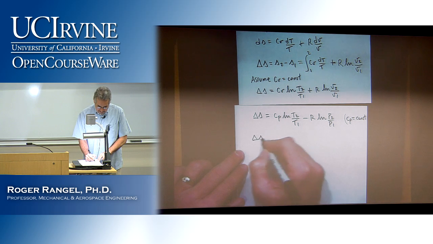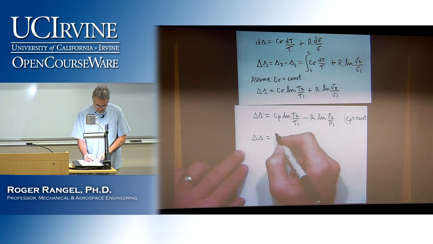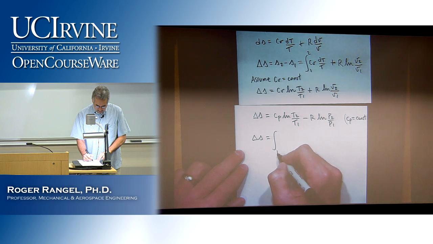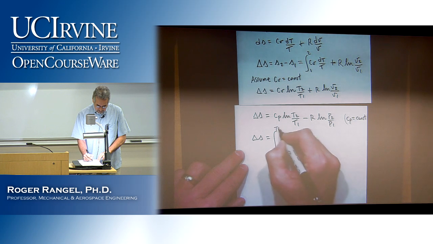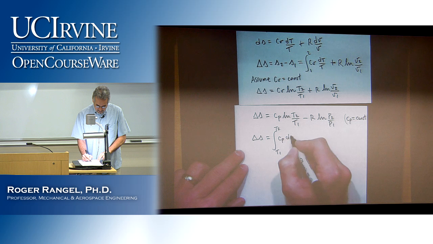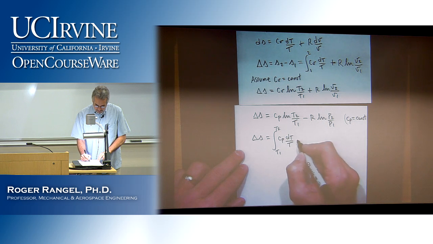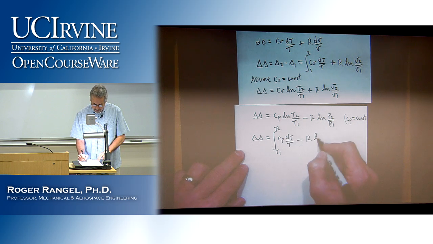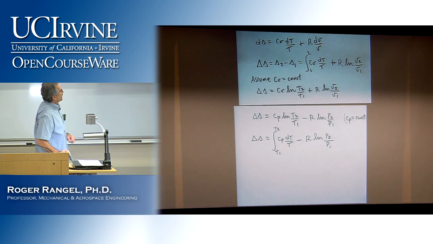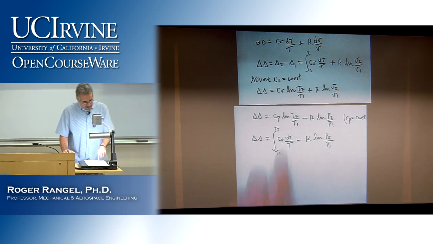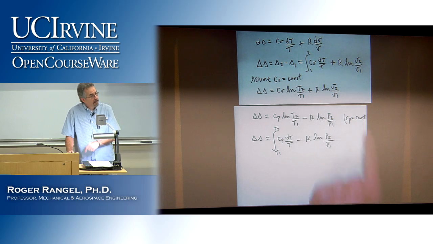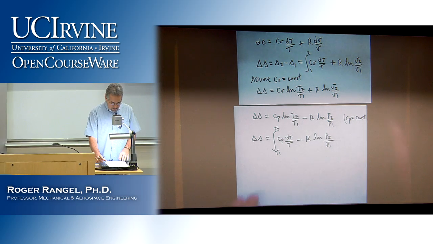If I take it one step back, before I make the assumption that Cp is constant, what I would really have is an integral from T1 to T2 of Cp dT over T. And of course here, because R is a constant, that would always be R natural log P2 over P1. So this is one step before I make the assumption of constant Cp.